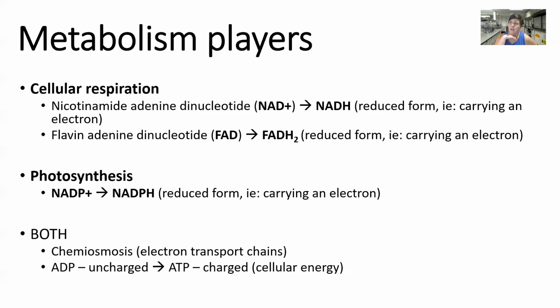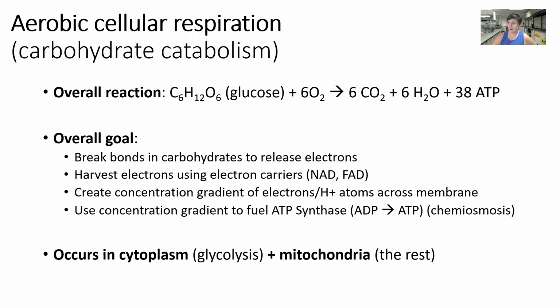So they both utilize that chemiosmosis, electron transport chains, and they both utilize those electron transport chains to generate enough energy to convert ADP into ATP, our very good source of cellular energy. All right, so let's start with aerobic cellular respiration.